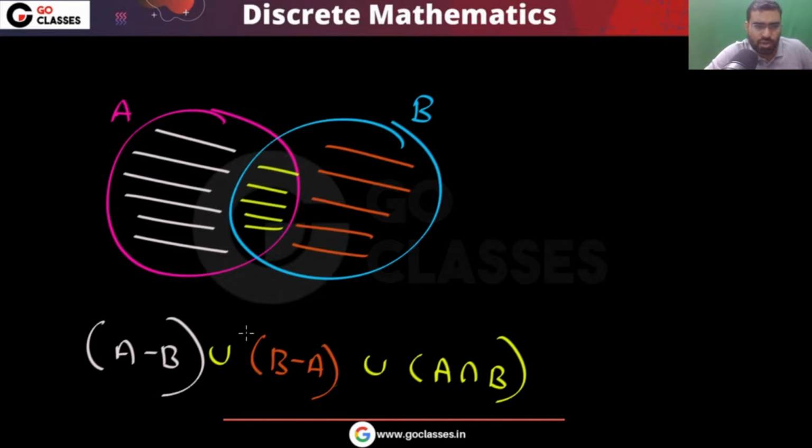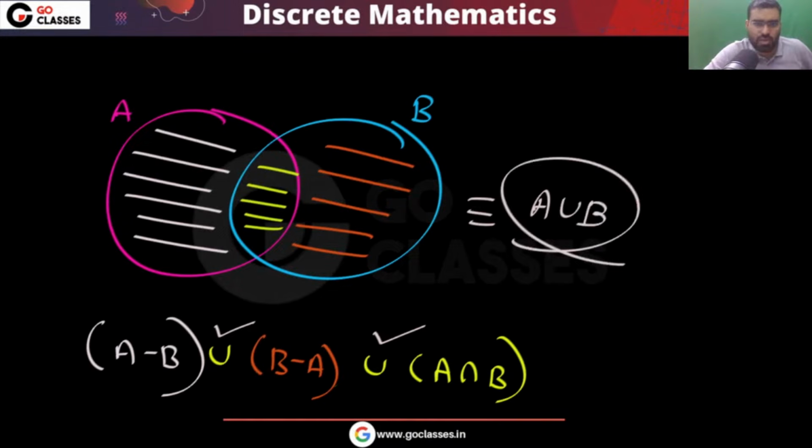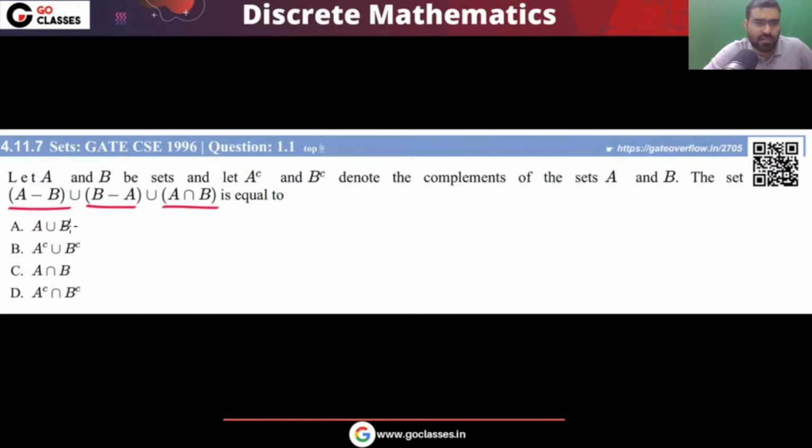So if you take their union, as you can notice, this is nothing but A union B. So your answer will be A union B. You can usually solve using the Venn diagram. The answer will be A union B. So with the Venn diagram, you can easily solve this question. Okay, now let's move on.